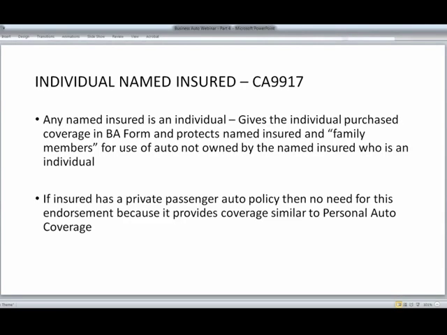The first endorsement is Individual Named Insured, CA 9916. This is where the individual on the dec sheet is named, and that provides coverage for that individual and their family members, meaning spouses and children, for all the coverages purchased in the policy, which would include MedPay and hired car physical damage. So if the insured has a private auto policy, then they don't need this. It's only if they don't have it.